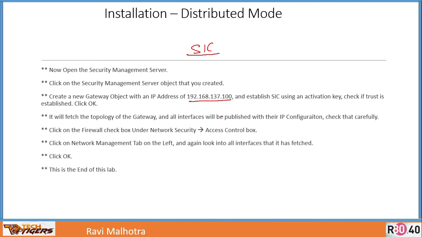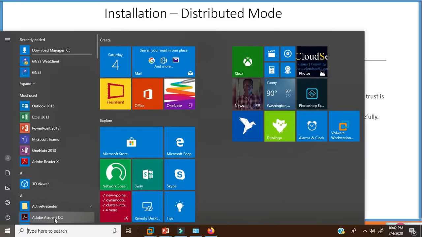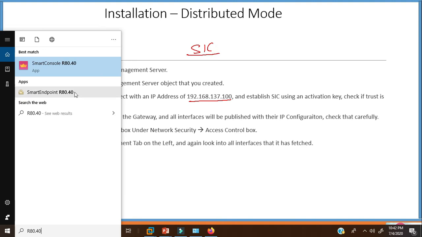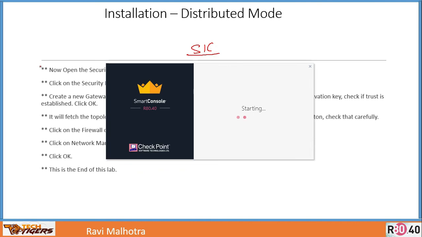So as per the slide, the next thing I have to do is create a new object for a gateway. The gateway at 200.100, I want to manage it from this management server. I'll click on new, I'll click on network. I'm sorry, I have to create a gateway. So now network. That's the wrong selection.